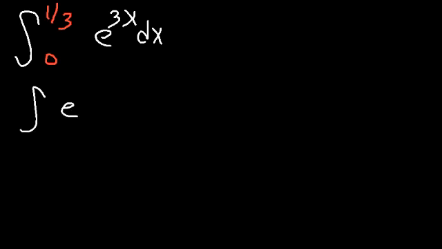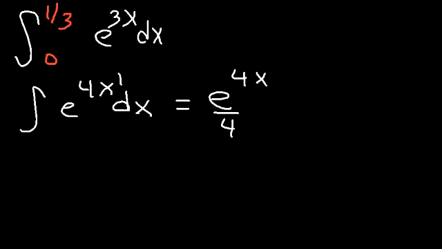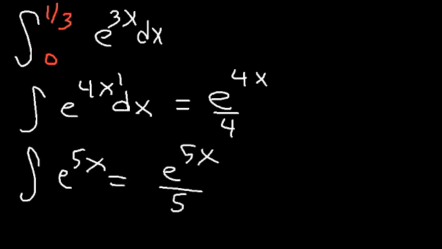Here's another one that we could try. e to the 3x. What is the antiderivative of e to the 3x? The antiderivative of e to the 4x, for example, is simply e to the 4x divided by 4. This only works if it's like x to the first power. If it's x squared, x cubed, or anything like that, it won't work. e to the 5x will be e to the 5x divided by 5. The antiderivative of e to the x is simply just e to the x.